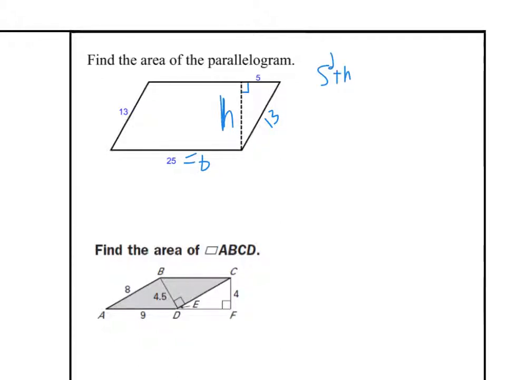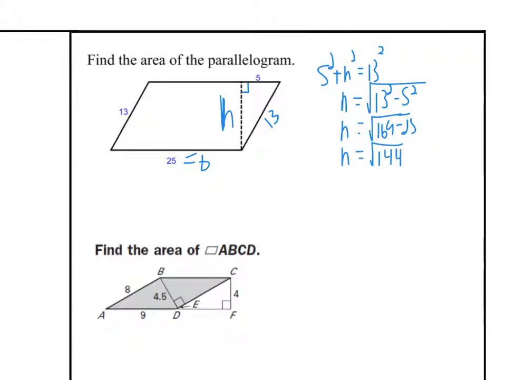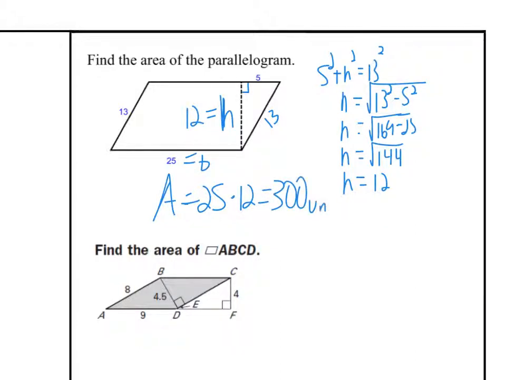5 squared plus h squared would be 13 squared. So h would be the square root of 13 squared minus 5 squared. So h is the square root of 169 minus 25. So h is the square root of 144. So h is 12. Again, only the positive number making sense. That is also a Pythagorean triple, so if we remembered that, that would save us a little bit of time. So area for our parallelogram, base times height, 25 times 12, and that would be 300 units squared for that one.